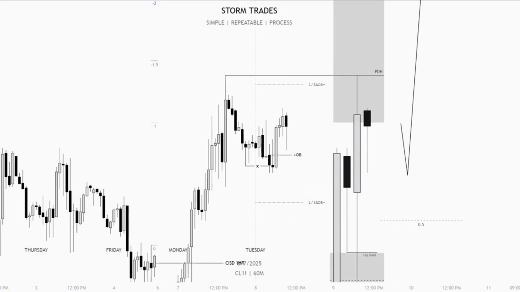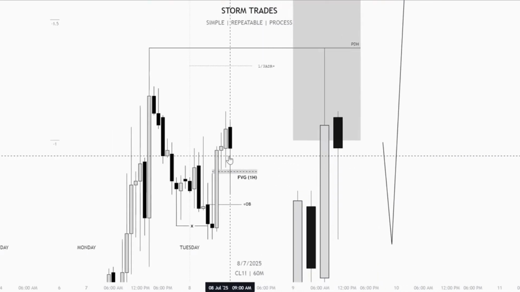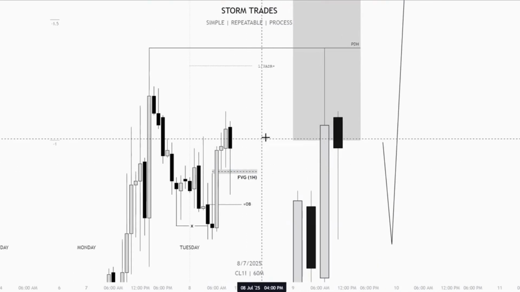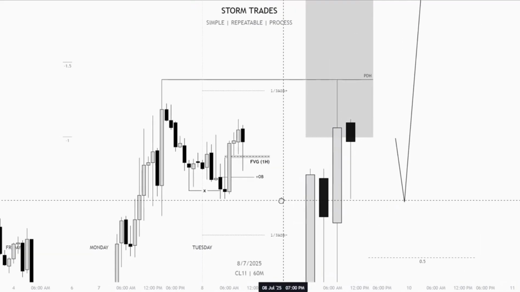Now, if you take a look right here, we actually have a fair value gap. This is our hourly POI. That is a prerequisite for us to have traded into and start to deliver from in order for us to go to the M5 execution time frame.